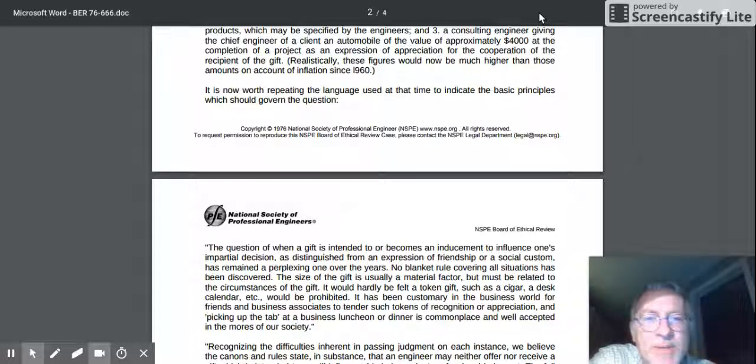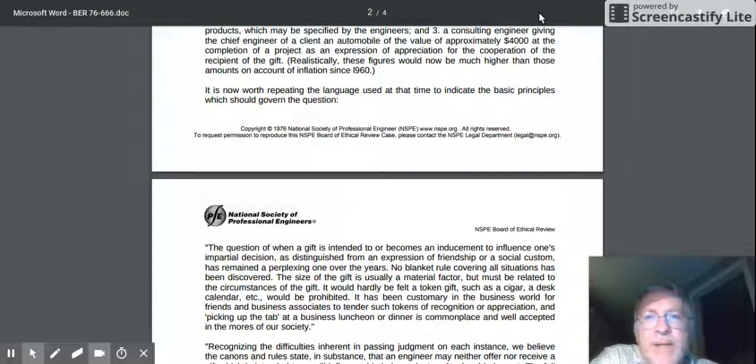I say, well, giving somebody a cigar or a desk calendar, which is not like your typical gift here, but you can sort of fill that in. A pen, a keychain, swag, basically crap gifts like that, which are tokens, right? Are something that they don't think it would be necessary to ban. And also picking up the tab occasionally, a commonplace and well accepted in the mores of our society. So they don't want to ban gifts entirely. The question is, well, what would be an acceptable gift and what wouldn't? And that's where things get, I think, extremely interesting.